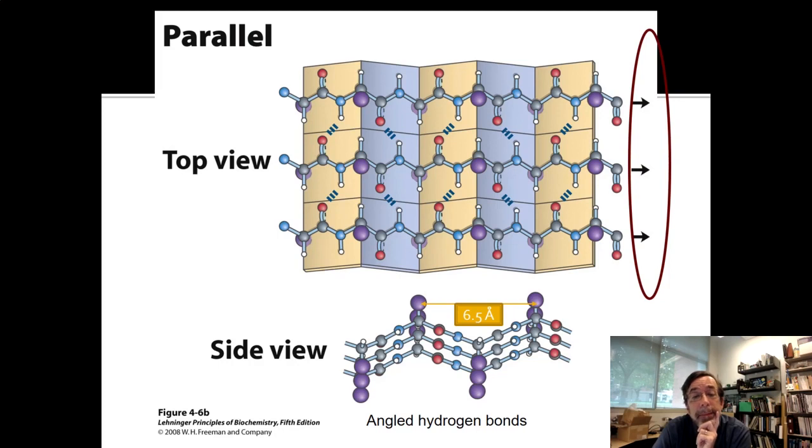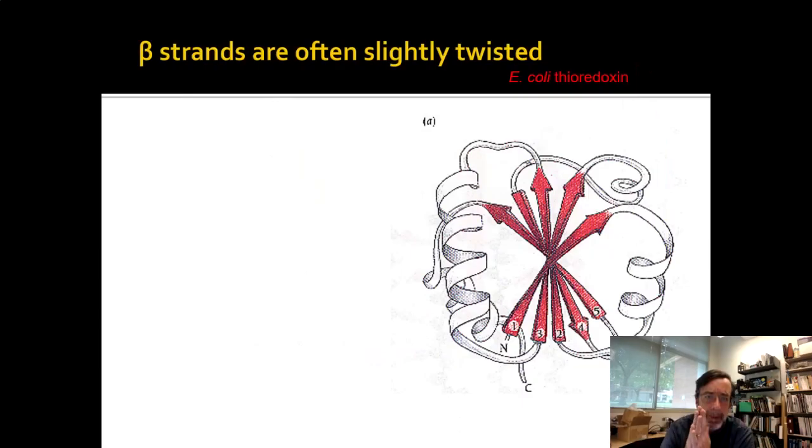It all makes sense, but I've noticed that students on tests, sometimes I'll give you something like this. I'll take away the arrows and I'll say, is this parallel or anti-parallel? There'll be some students that can't do that. So be ready to do that, because it's actually not that bad. You just look for the N, C alpha, CO and you move in that direction. You know the N is the N terminus. I'm spending too much time on this, but I want you to get it right, okay?